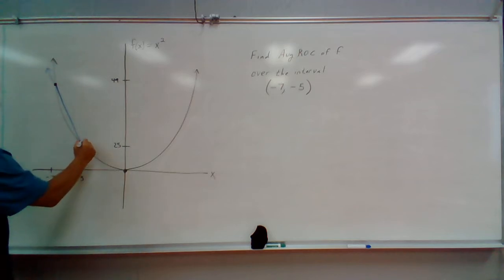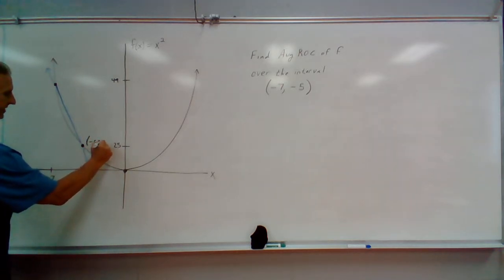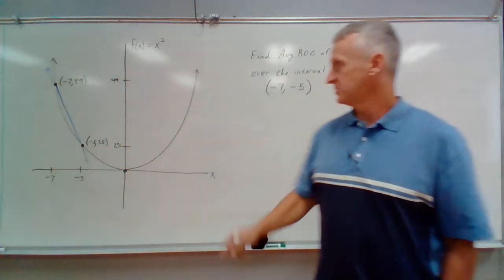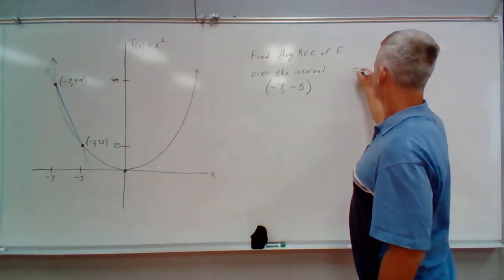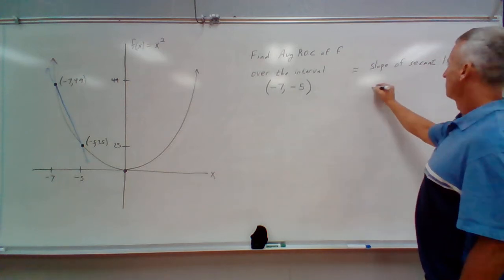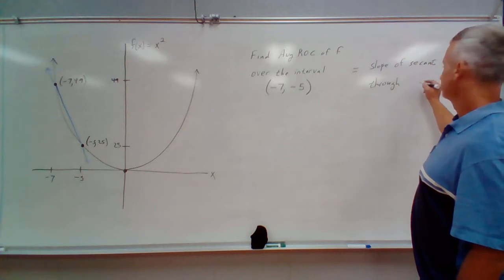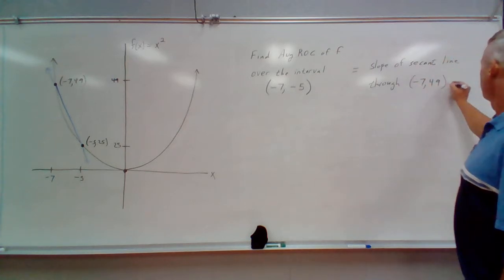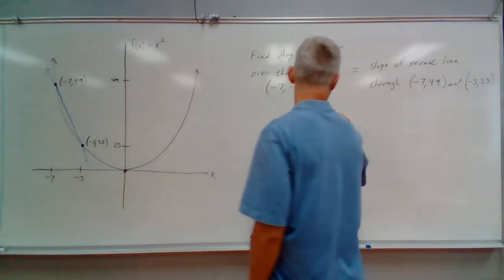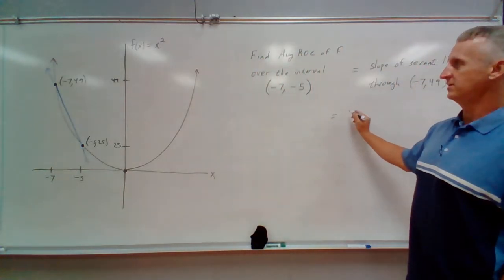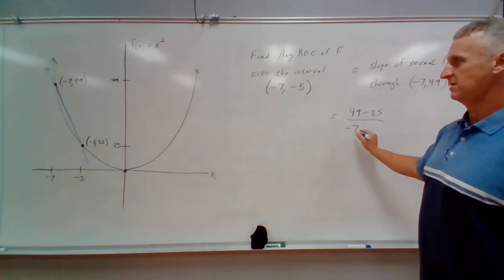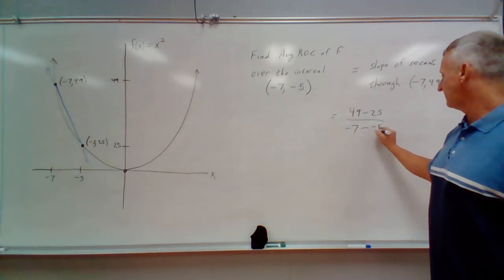And I'm going to label the points here. So this is -5, 25. This is -7, 49. I want to find the average rate of change of that function over that interval. So that would just be the slope of the secant line through those 2 points, -7, 49, and -5, 25. So we've got y2 minus y1, that'll be 49 minus 25, over -7 minus, and be really careful, -5.